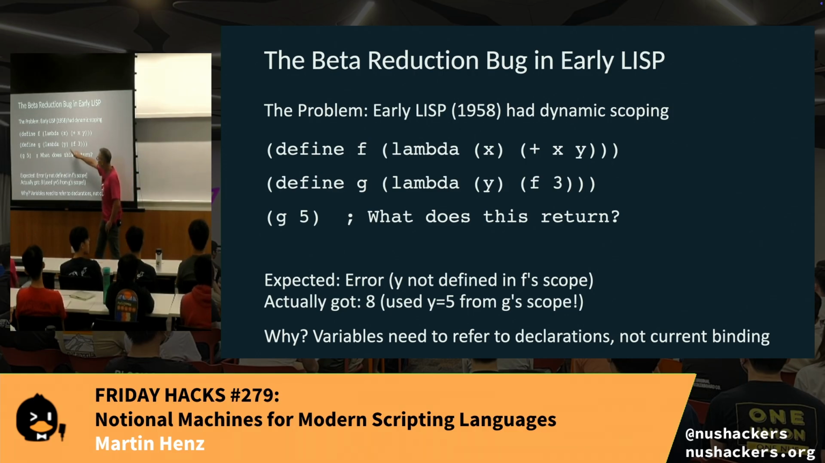So when you're executing a function application G applied to 5, this binding of Y to 5 survives this function call, and that means in this expression, x plus y, basically 3 plus y, this y refers dynamically to the previous binding. So the bottom line is variables need to refer to their declaration, not to the current binding.